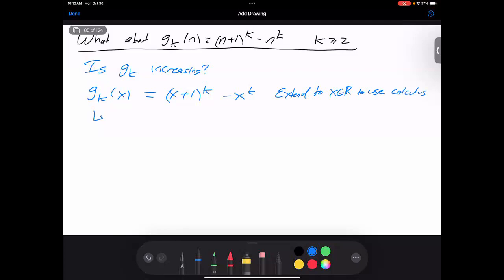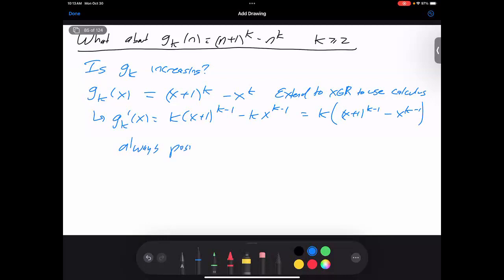So what would G prime of k be? It's just going to be k times x plus 1 to the k minus 1 minus k times x to the k minus 1. So this is going to be k times x plus 1 to the k minus 1 minus x to the k minus 1. What can you tell me about this? Always positive, right? So no repeated gaps. When we look at the kth powers, we're never going to see the same gap twice.